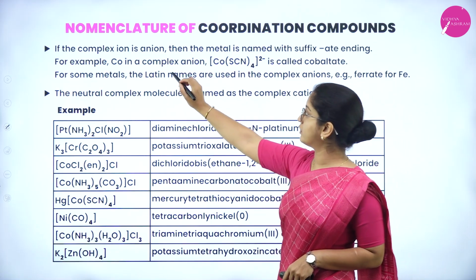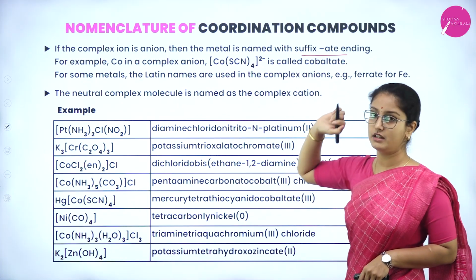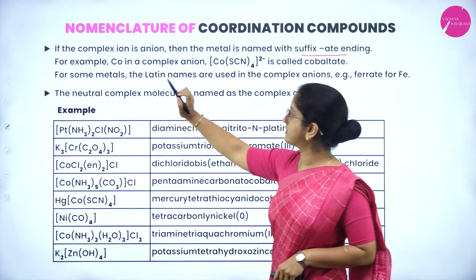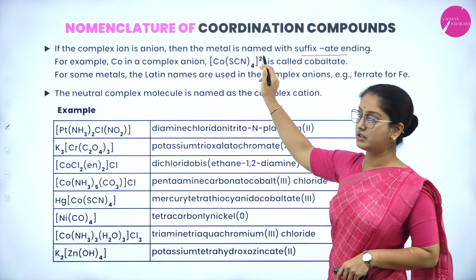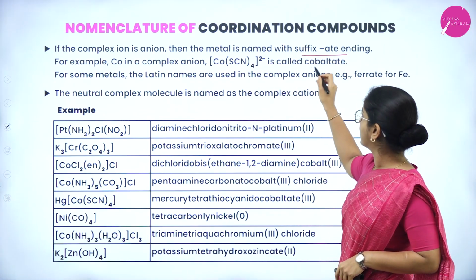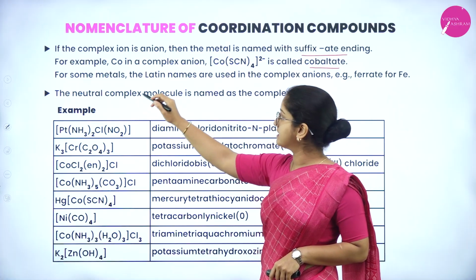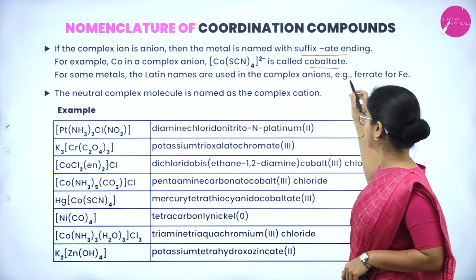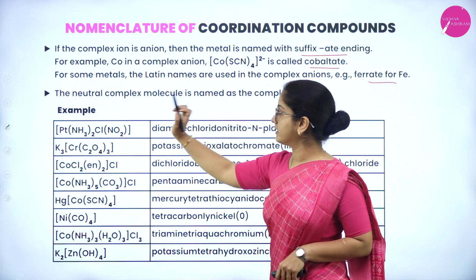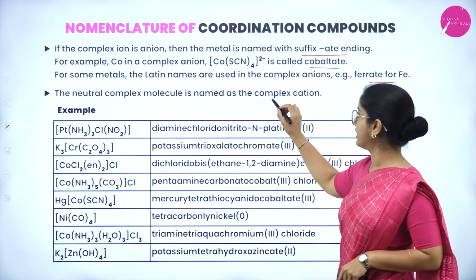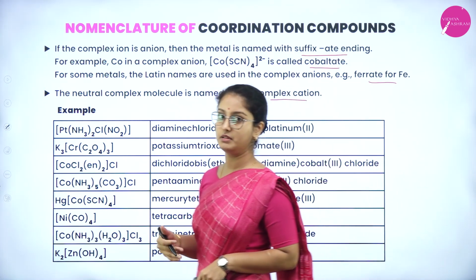If the complex ion is an anion, then the metal is named with the suffix -ate ending. For example, Co in a complex anion, that is [Co(SCN)4]2-, is called cobaltate. So -ate is to be added. For some metals, the Latin names are used in the complex ions, for example ferrate for Fe, that depends on the complex. The neutral complex molecule is named like the complex cation. So here are a few examples with the names mentioned.